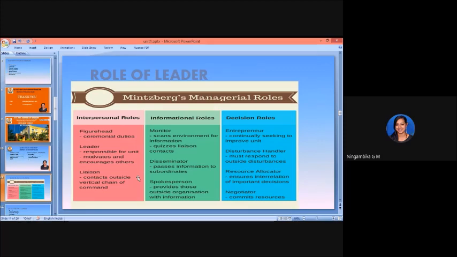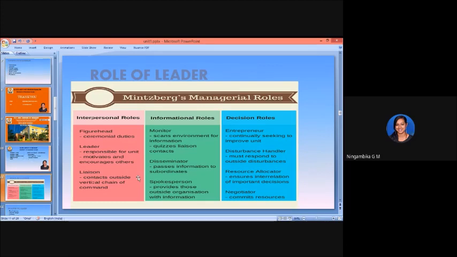The first one is interpersonal roles. Under interpersonal roles, we have three heads: figurehead, leader, and liaison. Figurehead talks about the ceremonial duties taken care of by a leader. It is about how well the leader builds a bond with subordinates, like attending an employee's wedding, taking a customer out for lunch, or visiting and greeting dignitaries. This is the way they communicate between two persons, whether his subordinate or top level management, and the rapport they build between them. That talks about the figurehead.